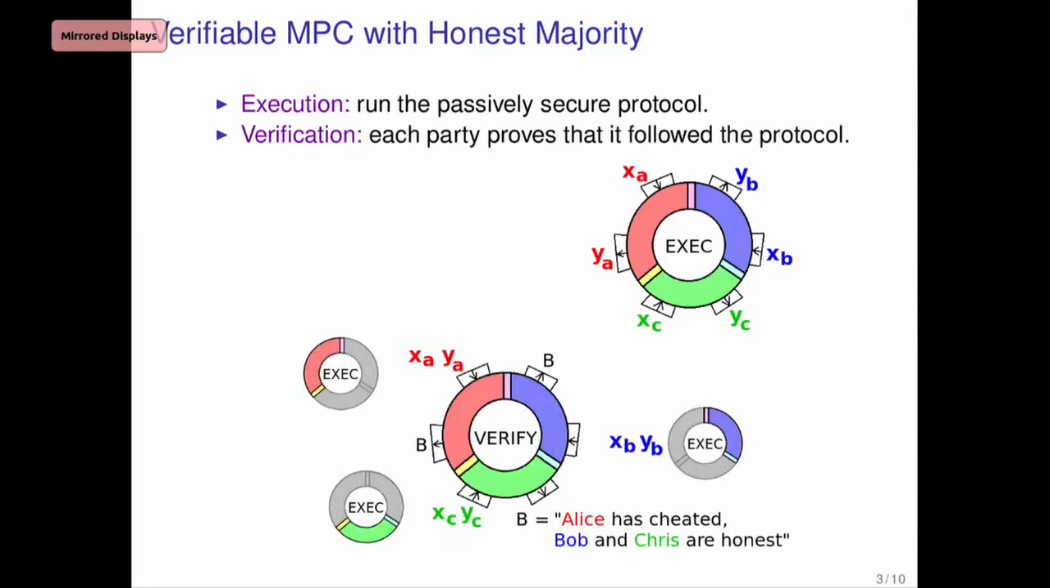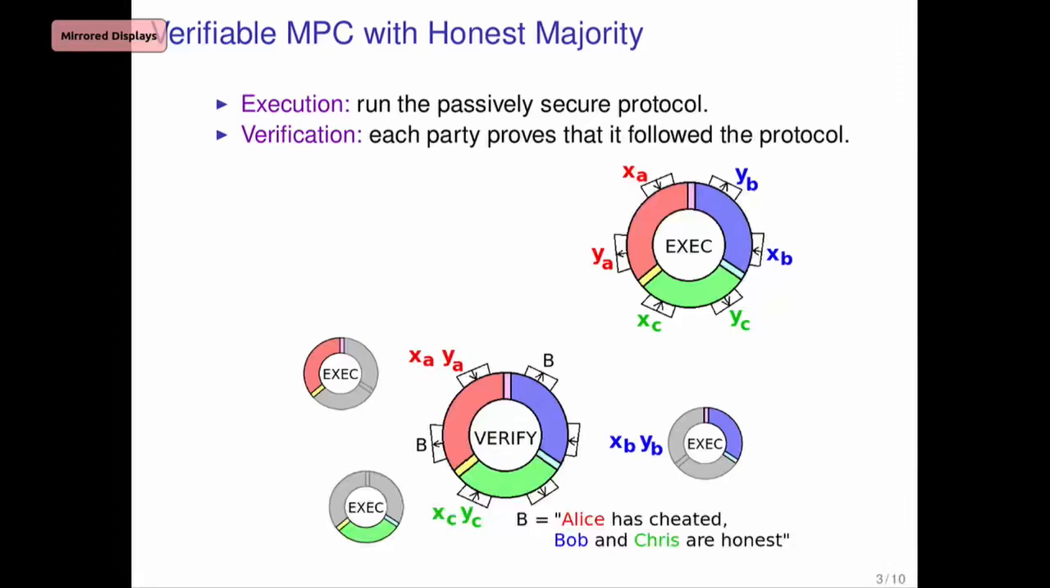This phase takes as inputs the computations that took place in the execution phase, the inputs and outputs that have been used there, and finally it outputs some message B to all parties, and it says, for example, Alice has cheated, but Bob and Chris are honest. So it verifies who exactly was cheating in this execution phase, so that it would be sufficient against the covert adversary.